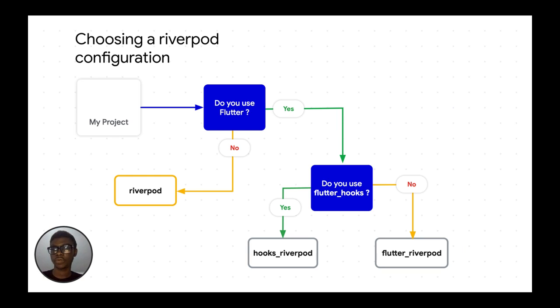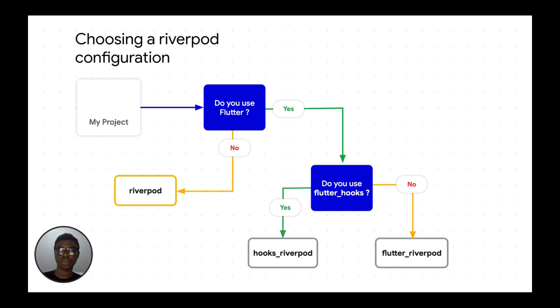Before choosing a configuration, you would probably go through a decision flowchart such as this. Everything depends on if you're using Flutter or if you're using Flutter hooks. So the first question is, do you use Flutter? If the answer is no, then you don't need anything apart from the Riverpod library. That's the core Riverpod library.